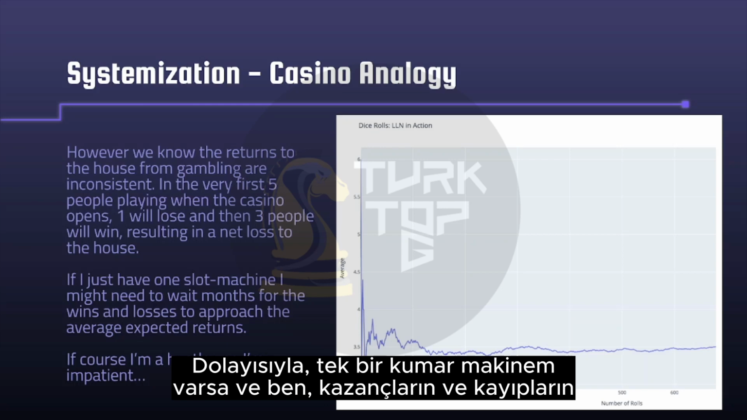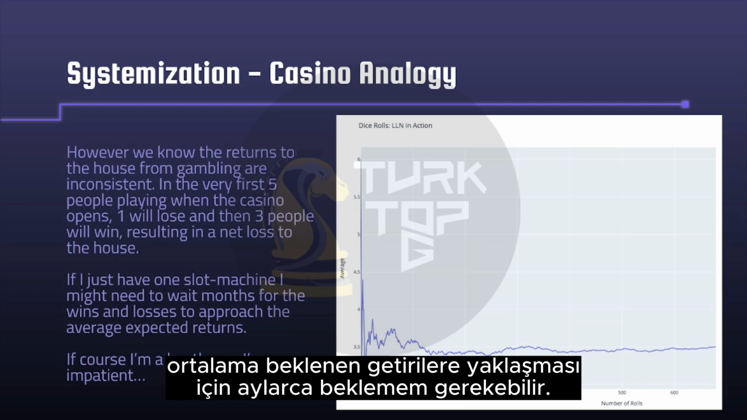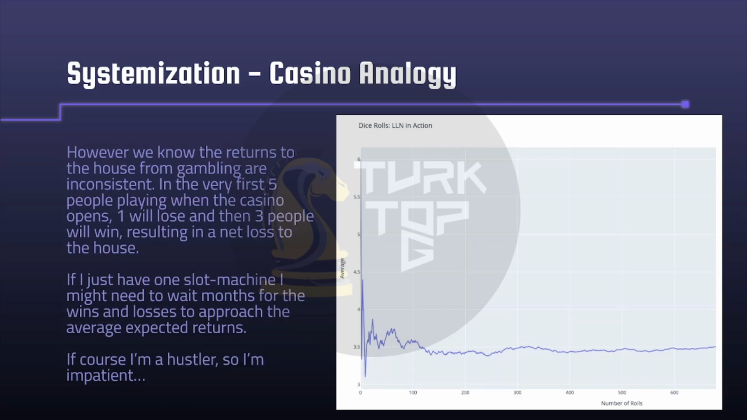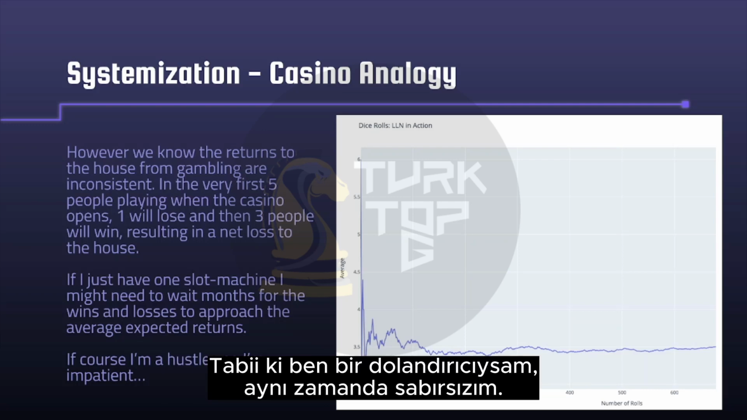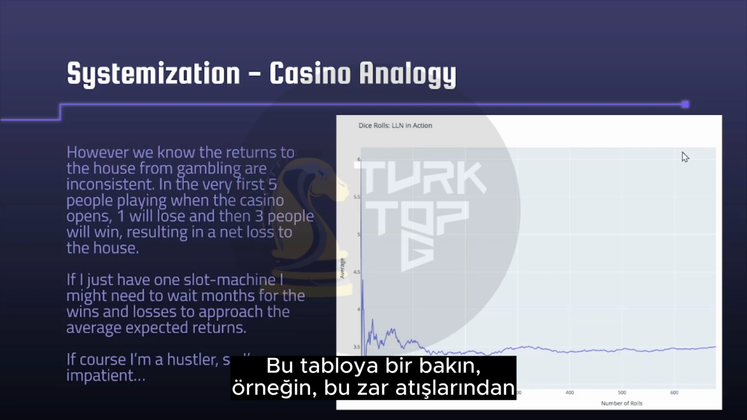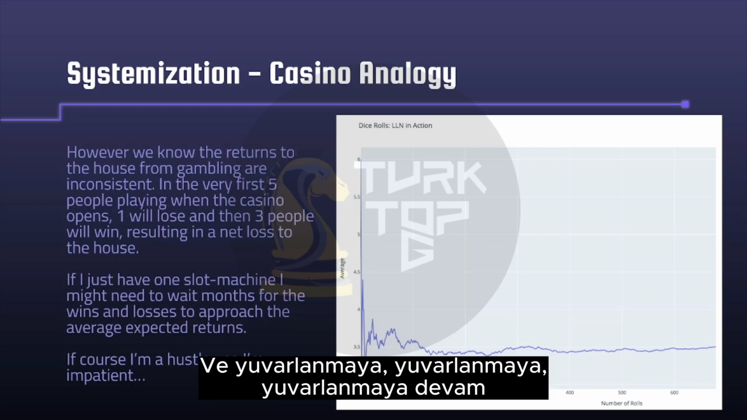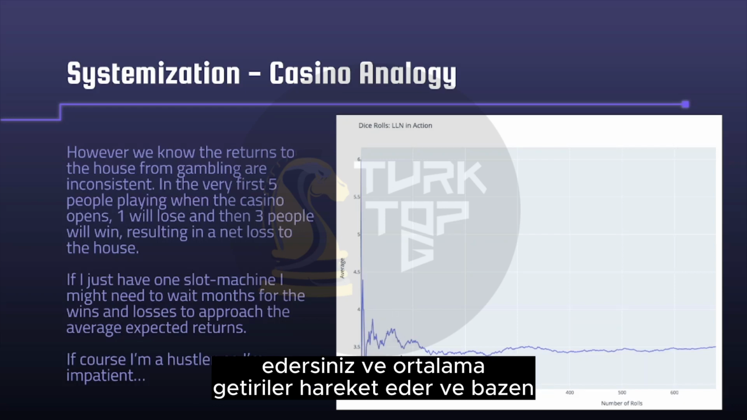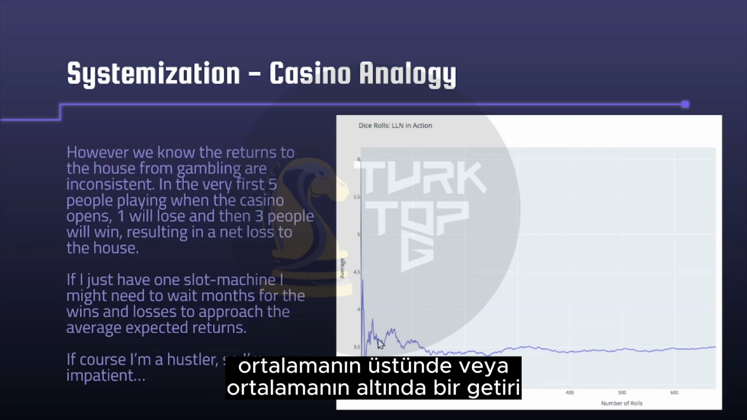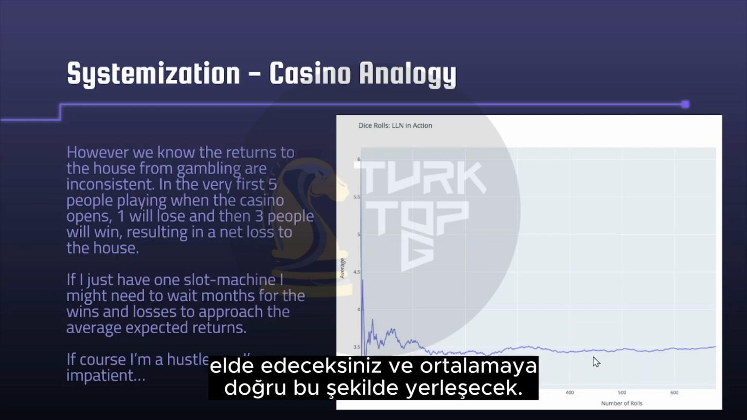So if I just have the one slot machine, I might need to wait months for the wins and losses to approach the average expected returns. Of course, I'm a hustler, I'm also impatient. So have a look at this chart, for example. This is the cumulative results from dice rolls, right? If you roll the dice, the average result is 3.5. And you keep rolling, and the average returns will move around, and sometimes you'll have a return above average or below average, and it'll settle towards the average, like this.